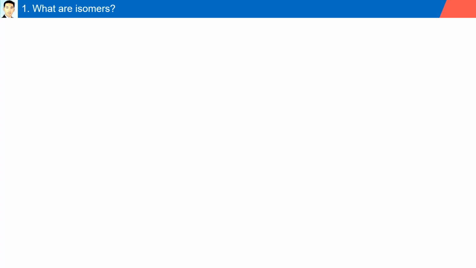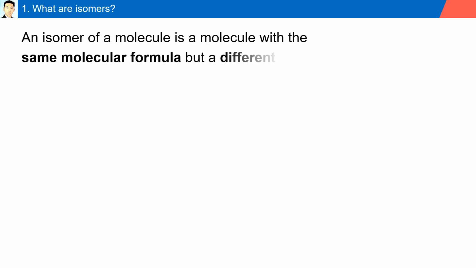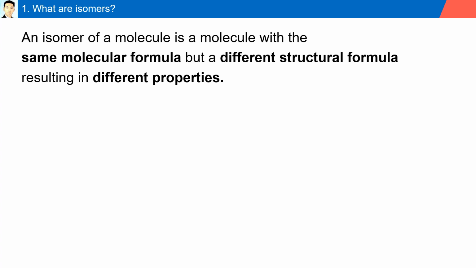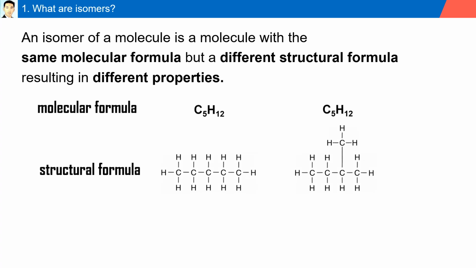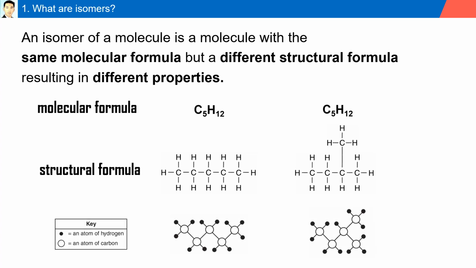What are isomers? An isomer of a molecule is a molecule with the same molecular formula but a different structural formula, resulting in different properties. In this example, both compounds have 5 carbon and 12 hydrogen. However, one is a straight chain and one has a carbon on the second carbon in the longest chain.